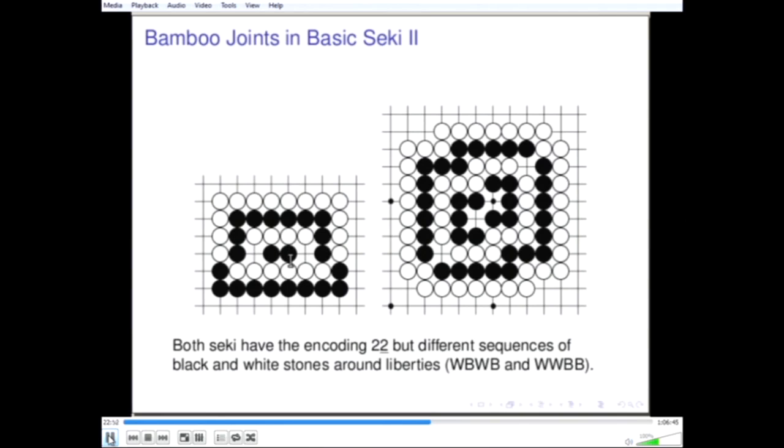One more feature, if we have four different chains neighbor to one liberty, then their sequence can be black, white, black, white. And then the other sequence must also be black, white, black, white, if we go around this liberty. Or we can have black, black, white, white, but then also the other liberty has to have the sequence black, black, white, white.